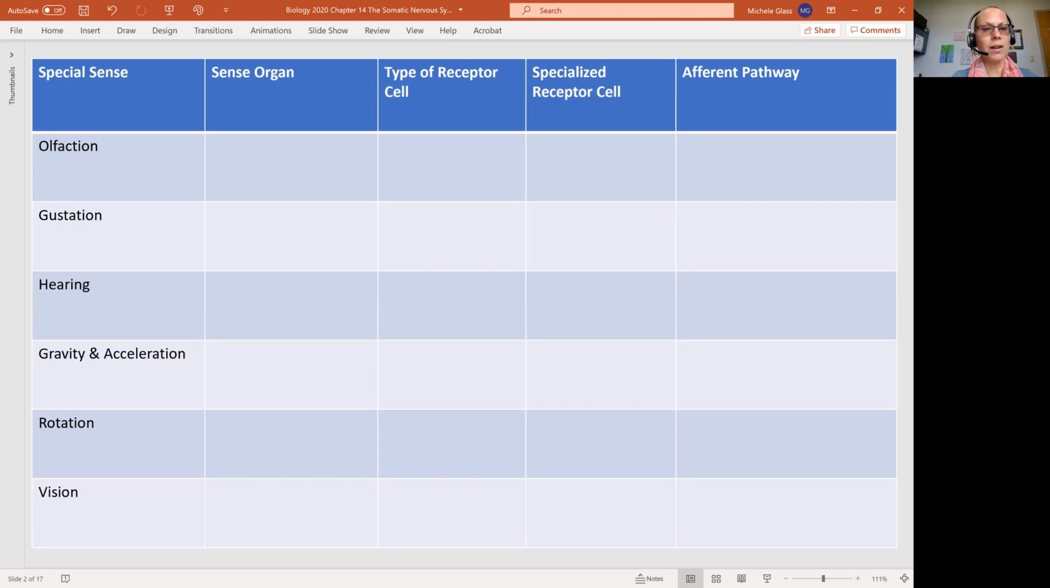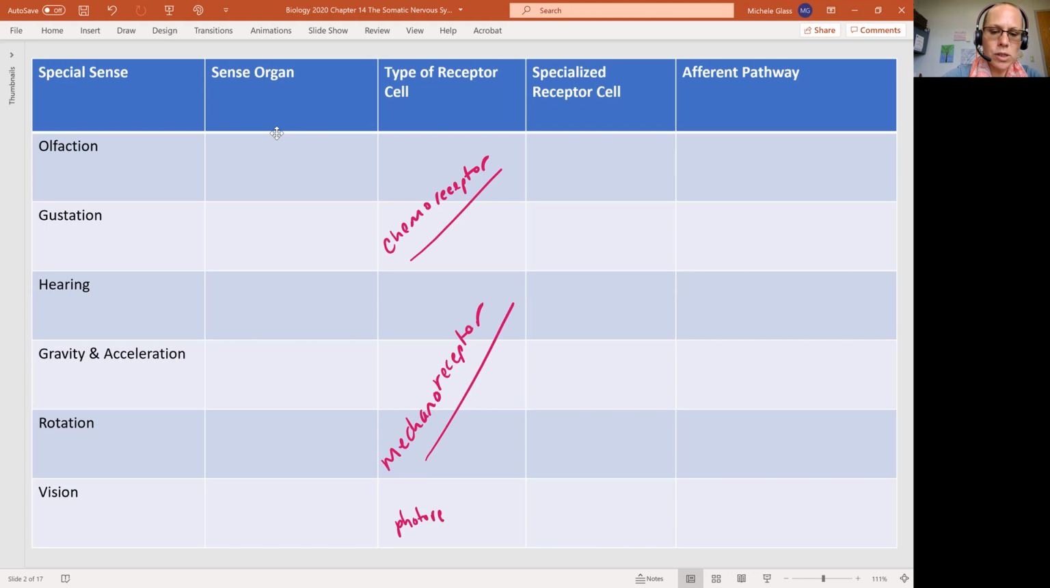And then as we go to our column headers, after our special sense, we have our sense organ. So each time we're going to be going into the details of the anatomy of the sense organ. We have a column headed type of receptor cell. So that's looking at whether it is chemoreceptor, mechanoreceptor, or photoreceptor. We can actually fill that part in here. So for both olfaction and gustation, we have a chemoreceptor. For hearing, gravity, acceleration, and rotation, we have mechanoreceptor. So I'm just writing in both boxes, although you could put the word in each box if you wanted to keep it nice and tidy. And of course, we have photoreception just in our last sensation listed here, which is vision.